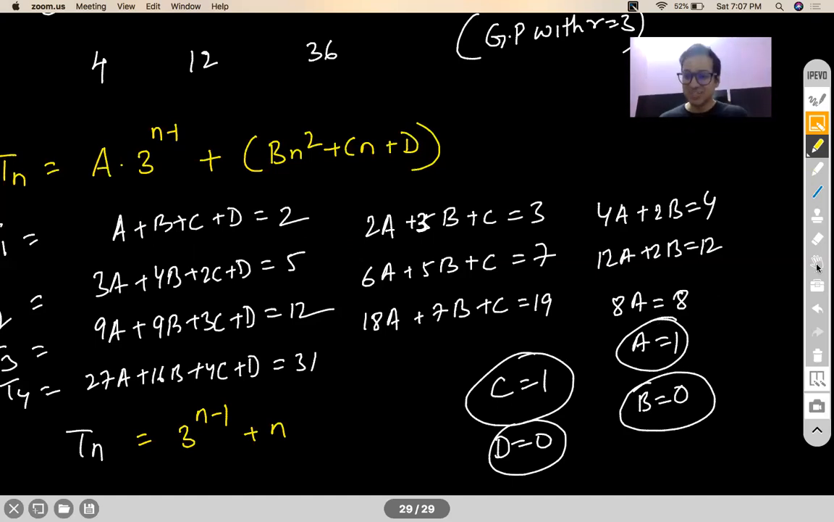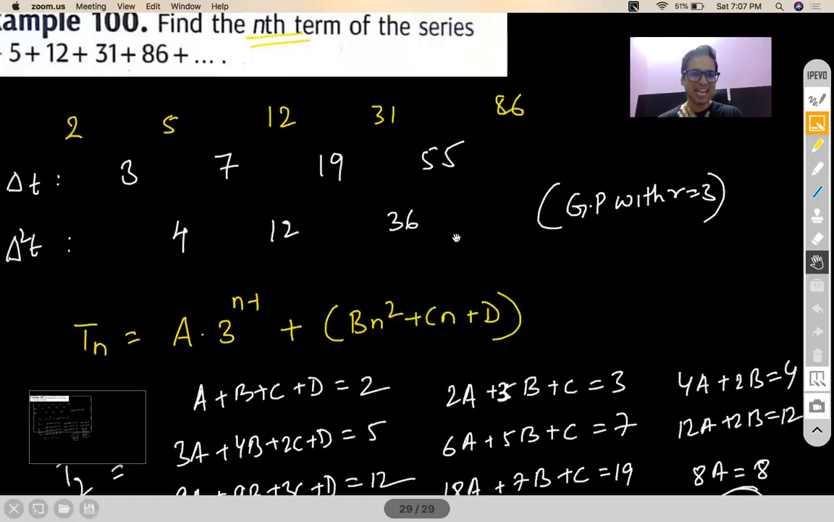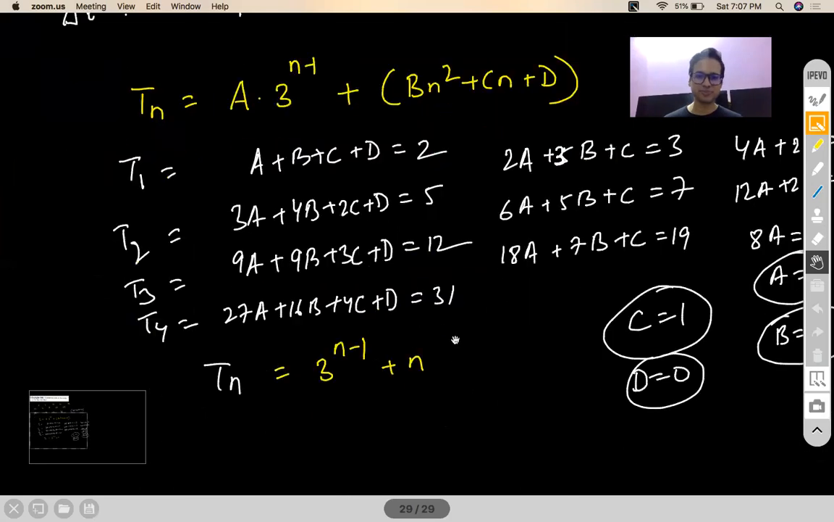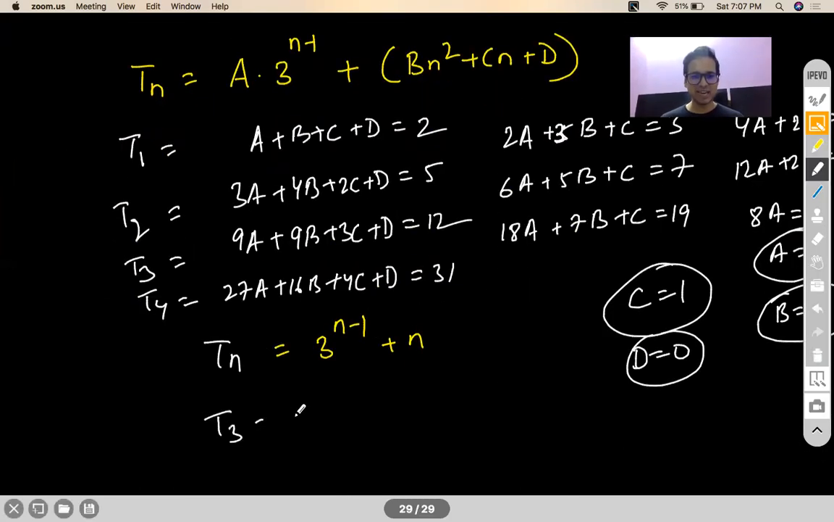Correct? Let's verify whether our result is correct. Put n as 3, are we getting 12? Oh yeah, we are getting 12. So this answer is correct, right?